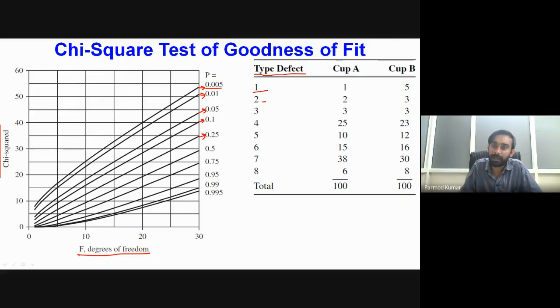For cup A, the number of cups having a defect of type 1 is given here as 1, and for cup B that number is 5. The total number of samples for both cup A and cup B is restricted to a maximum of 100 samples.